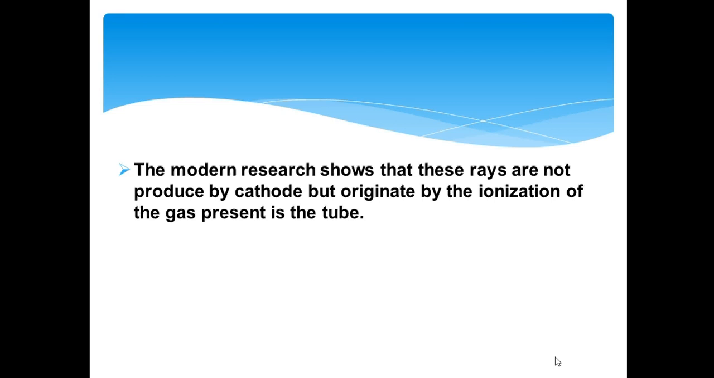The modern research shows that these rays are not produced by cathode, but cathode rays originate by the ionization of the gas present inside the tube.